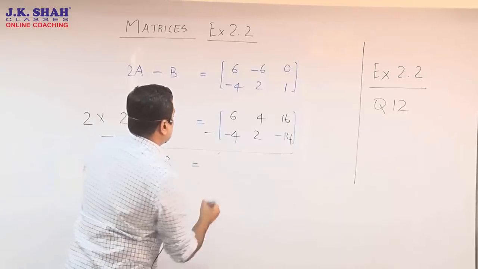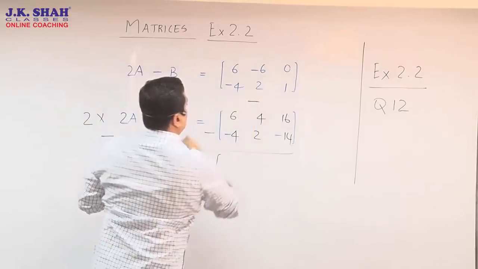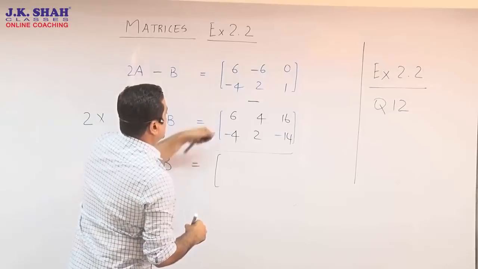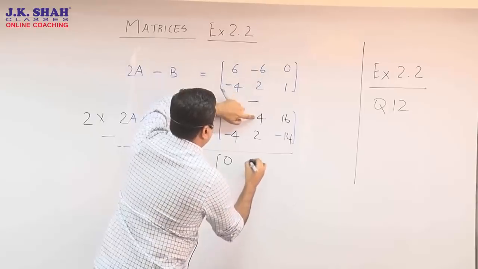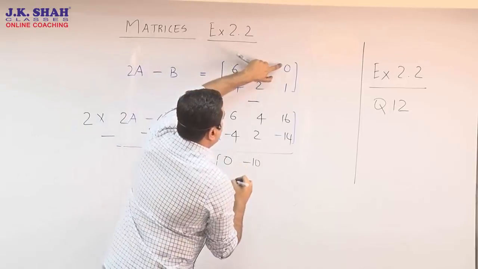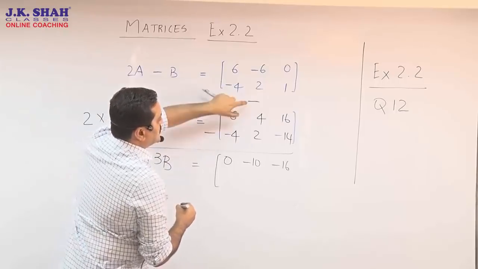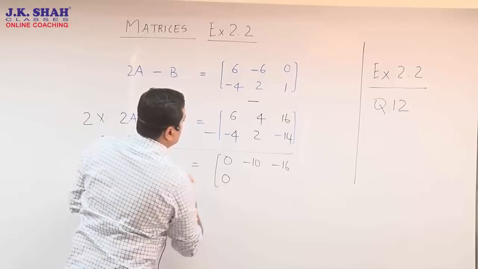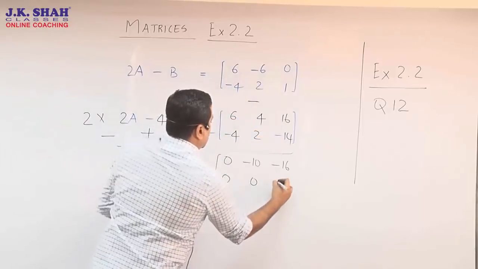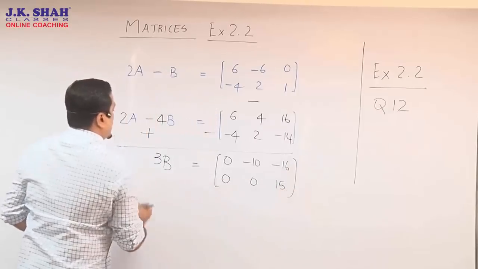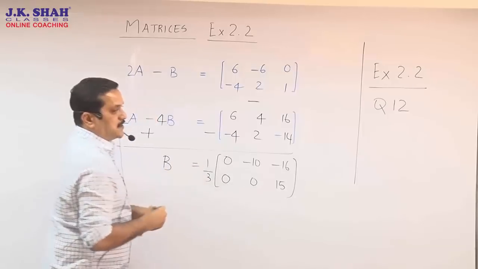Remember it's subtraction, so we have to be a little alert. 6 minus, I do write over here the minus sign because it reminds me that we are subtracting the two matrices. 6 minus 6, 0. Minus 6 minus 4, minus 10. 0 minus 16. Minus 4 plus 4. Remember it's minus. So minus 4 plus 4, 0. 2 minus 2, 0. And 1 plus 14, that's going to be 15. And then we push our 1 by 3 outside on this matrix and we keep it as it is.